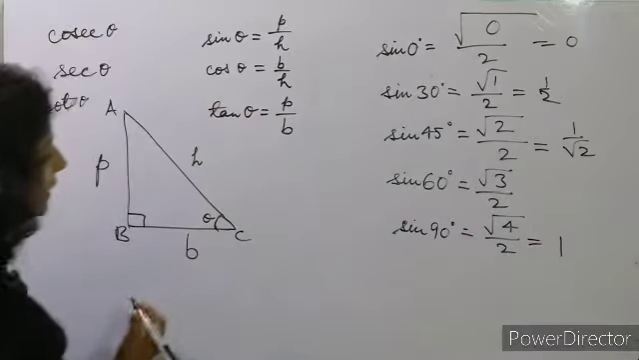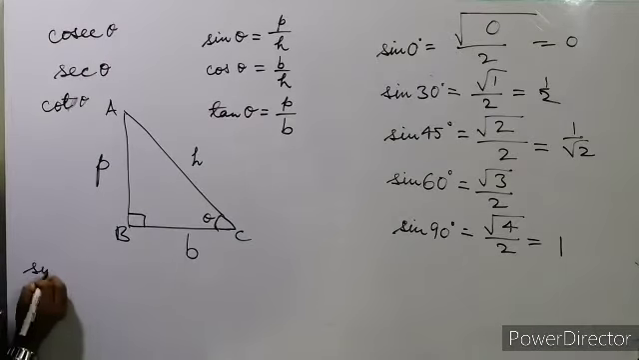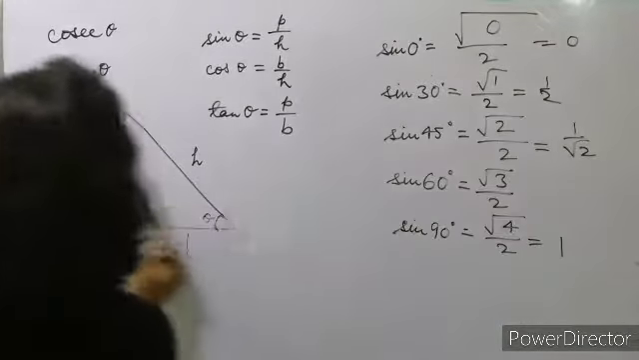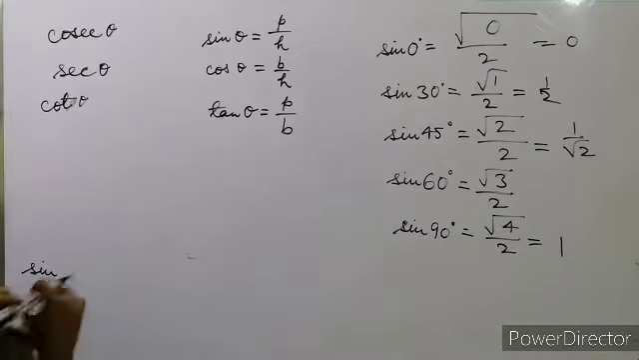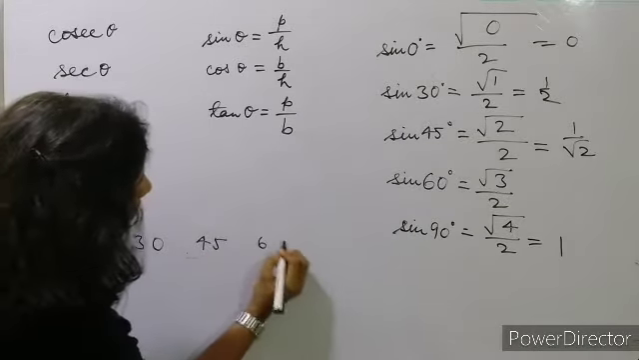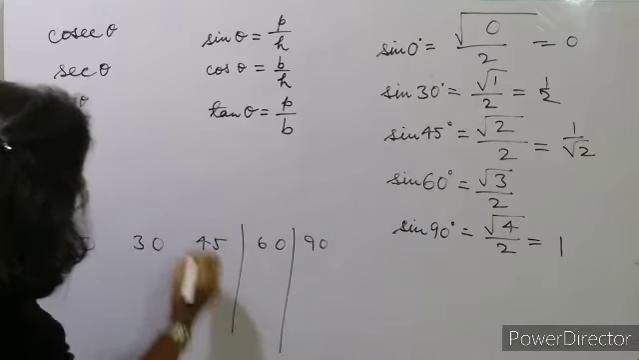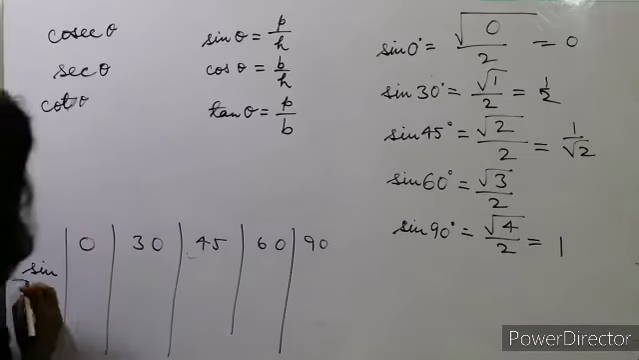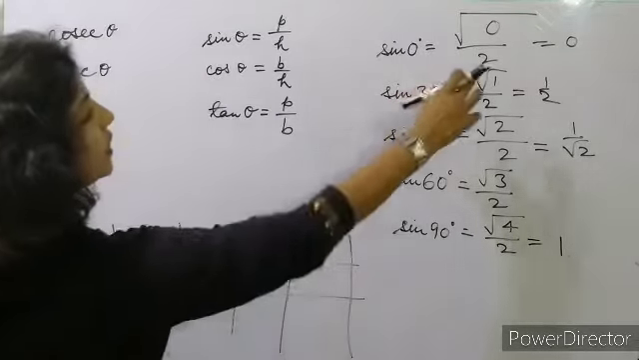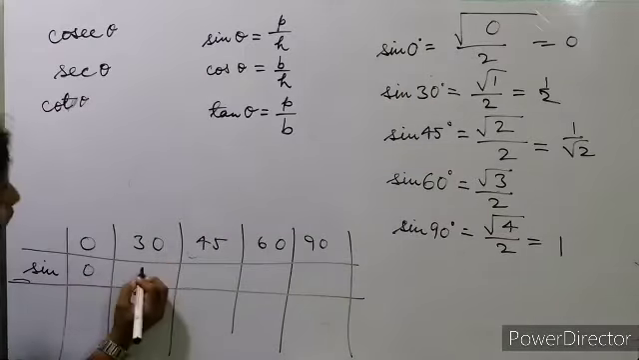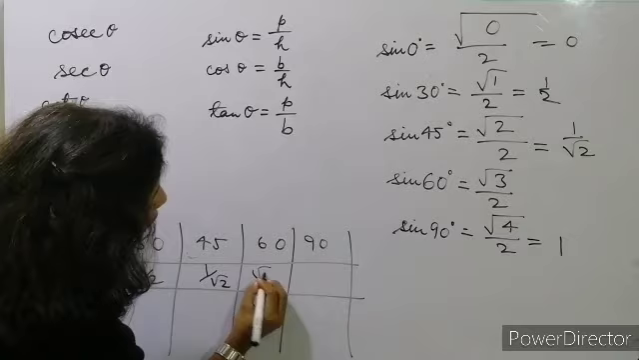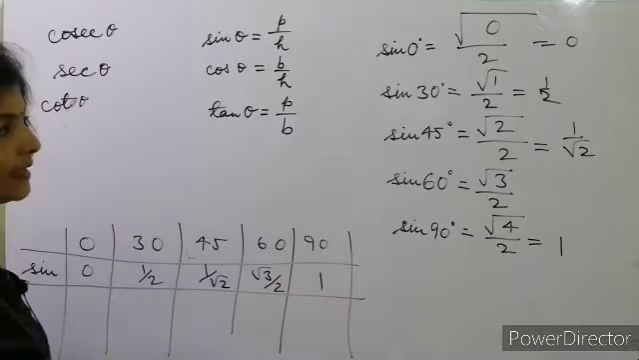Now you can see, sine we will write here. I'm just writing here to make you understand better. 0, 30, 45, 60 and 90. Okay, for sine, what are the values? For 0, 0, 1 upon 2, 1 upon root 2, root 3 upon 2 and 1. Okay, these are the values.